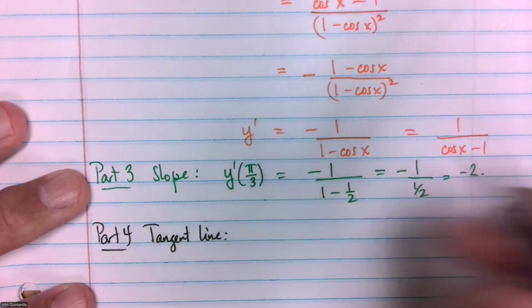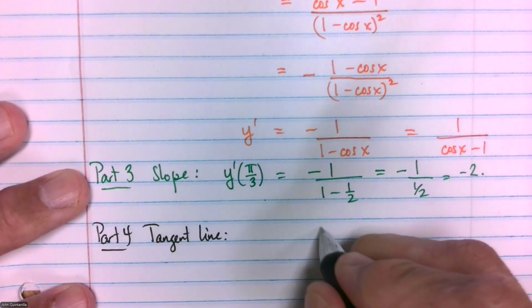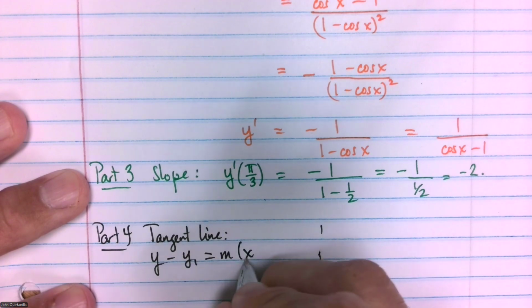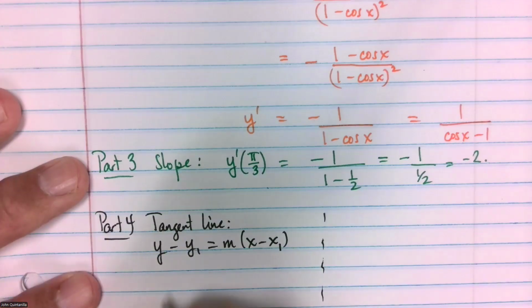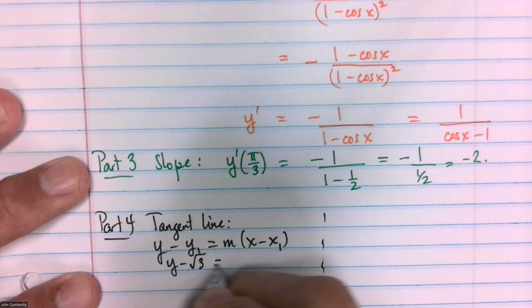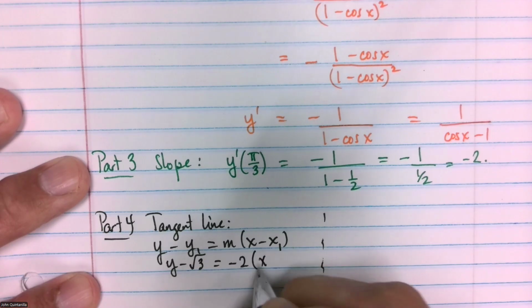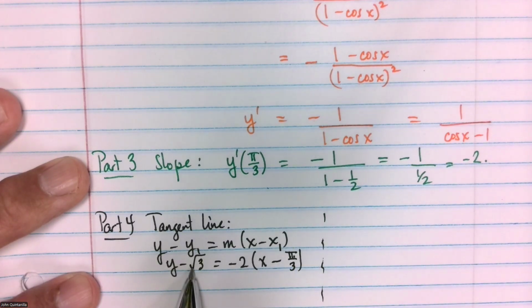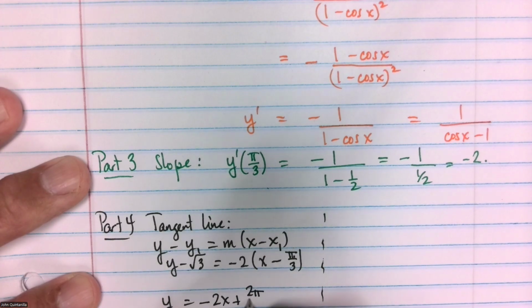The tangent line will have the form, I'll do this two ways. So option 1, we can do y minus y1 is equal to m times x minus x1. And so I would have y minus the square root of 3 is equal to negative 2 times x minus pi over 3, my point for x1. So the pi over 3 and the square root of 3 I found earlier in part 1 of this problem. And then if I multiply out the right-hand side and then bring the square root of 3 over to the right-hand side, I get negative 2x plus 2 pi over 3 plus square root of 3.